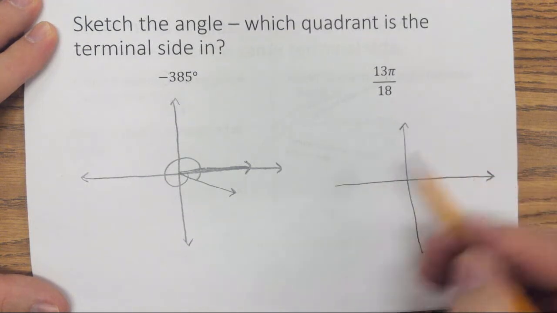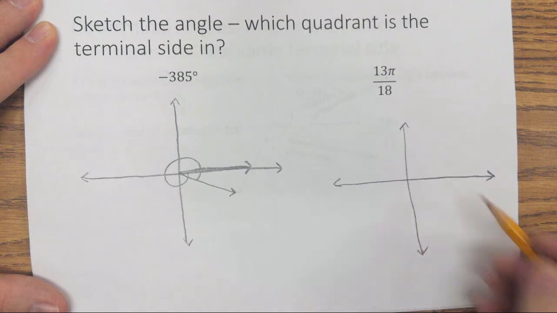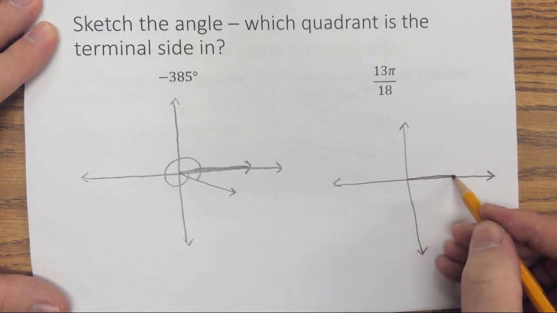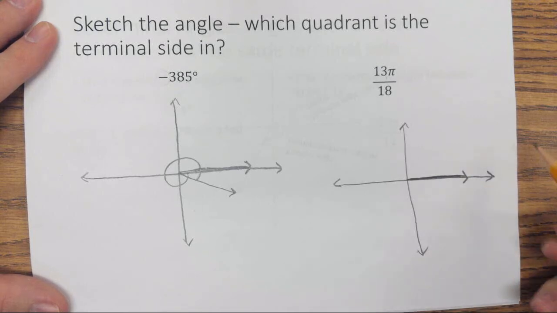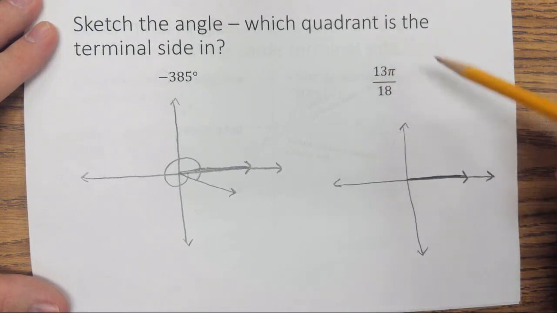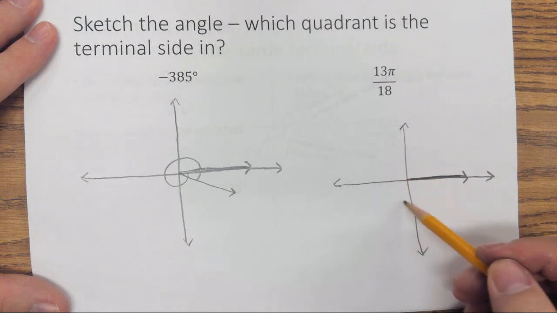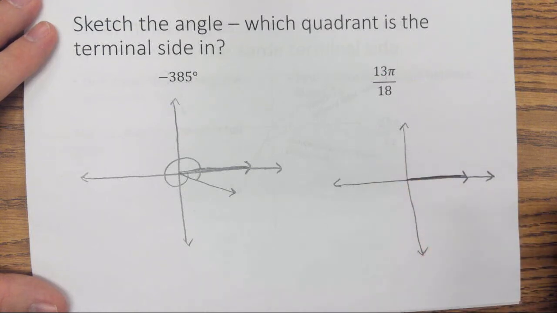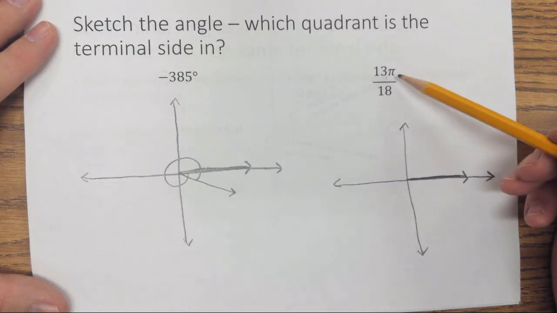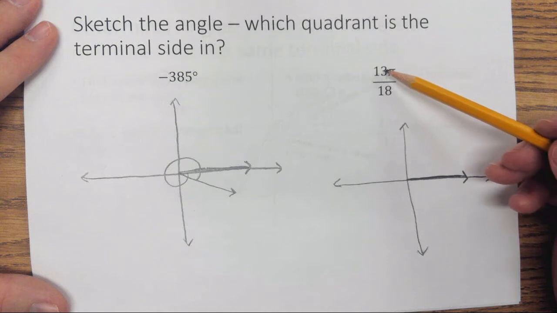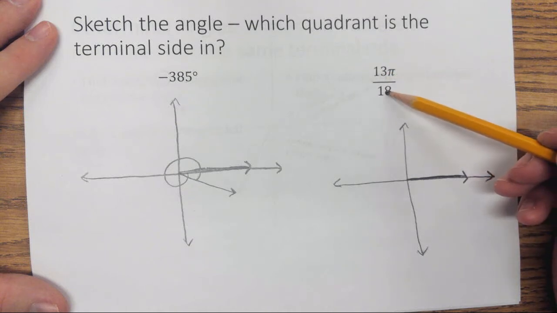Same idea again, draw our axes. Here's my initial side. Always starting that way. I see this is positive, which means I'm going in a counterclockwise direction now. Now we have to use some of our fraction logic here. I know 13 over 18 is smaller than 1.